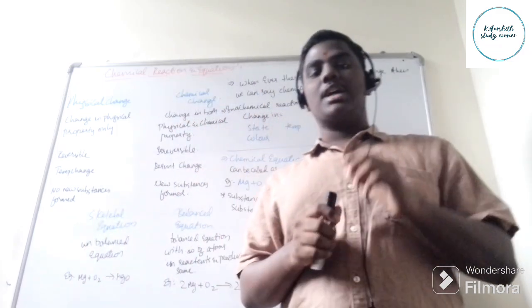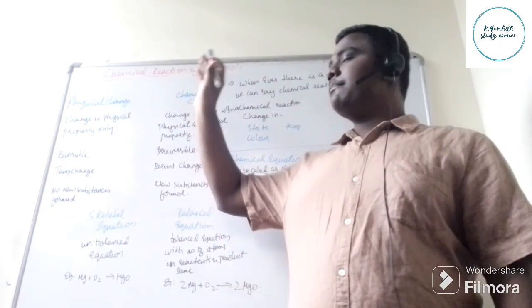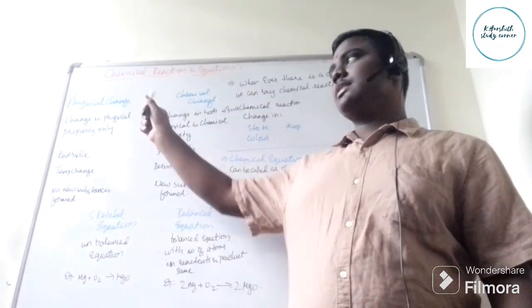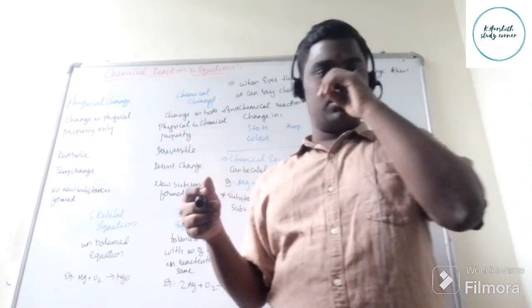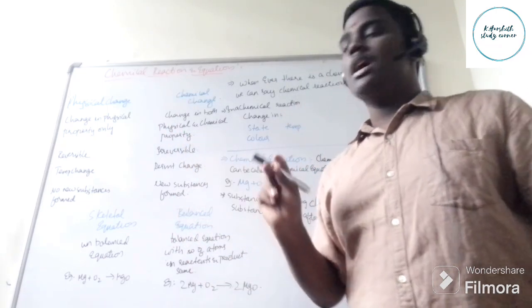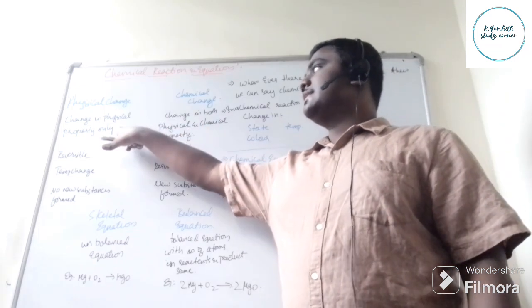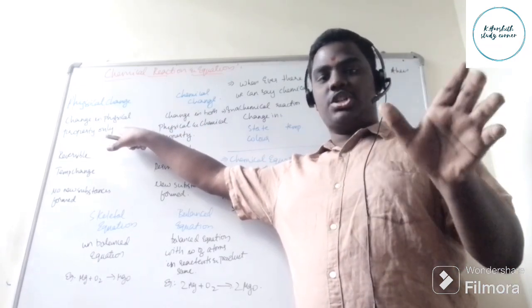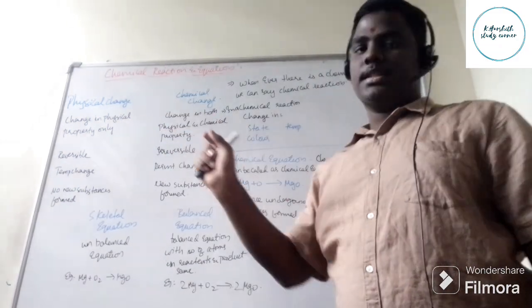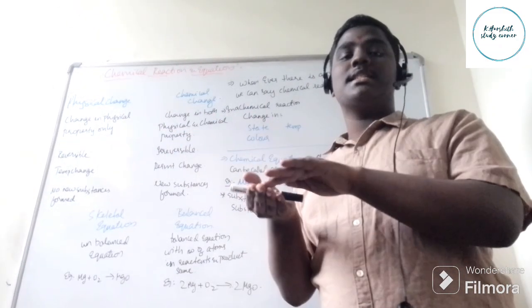Okay, before starting with the topic, the main thing that we need to understand here is the difference between the physical change and a chemical change. Already we all know what is the physical change, what is the chemical change. A quick recap: physical change only changes the physical properties like color or maybe the shape, while in a chemical change, both the physical as well as the chemical properties change.